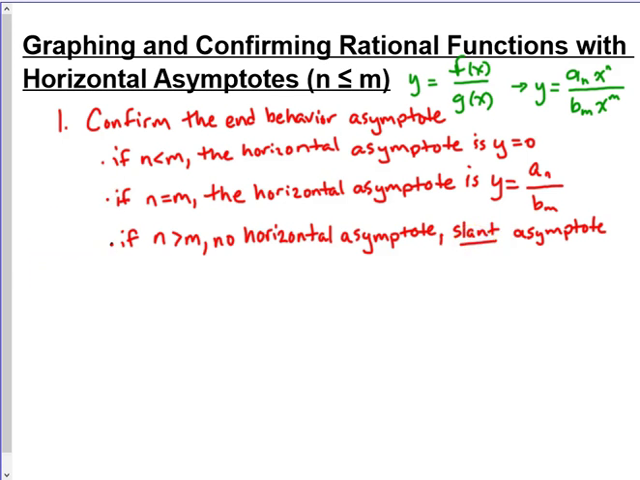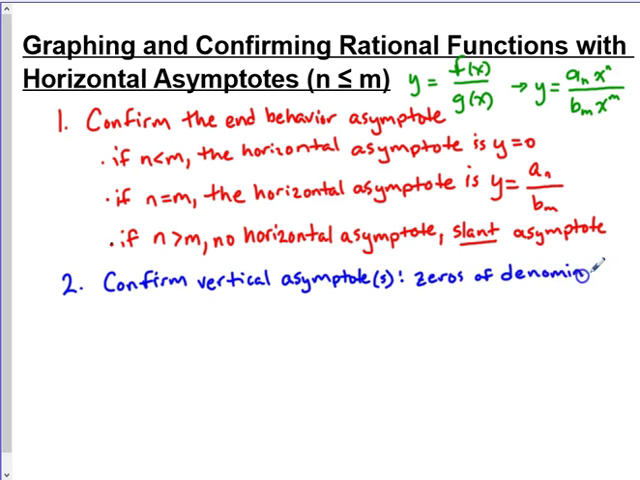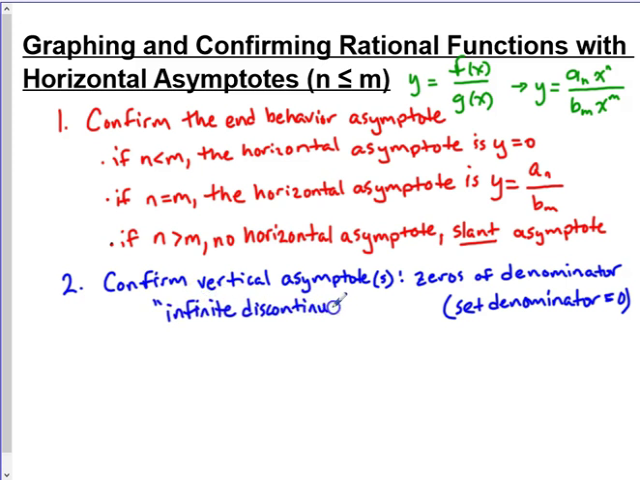Second thing we're going to have to do, let's use a new color. Confirm the vertical asymptotes. We've already had a little experience with that. There could be more than one. And that's pretty easy to find. It's the zeros of the denominator. So we set the denominator equal to 0. And again, that's called infinite discontinuity. Okay, so we'll take care of those two things.